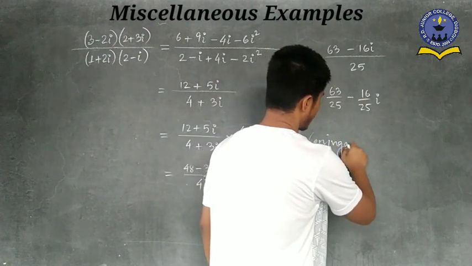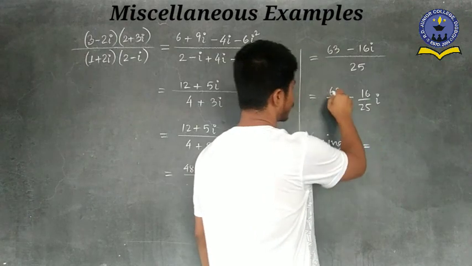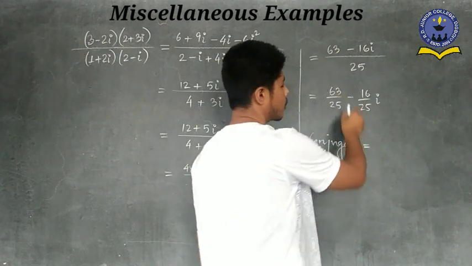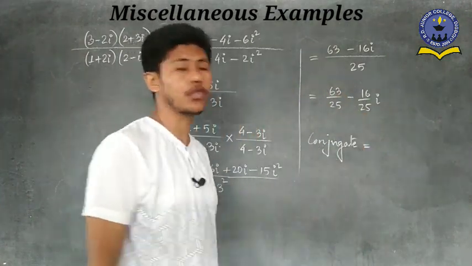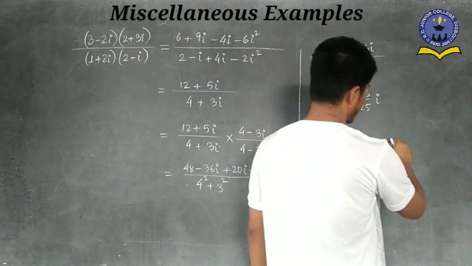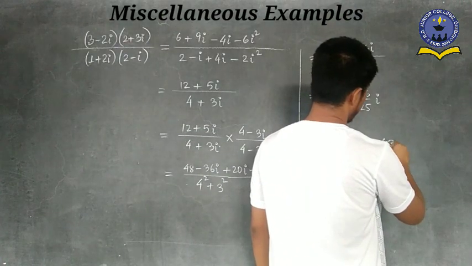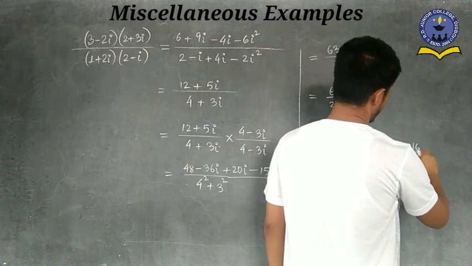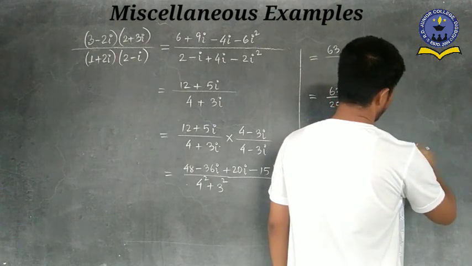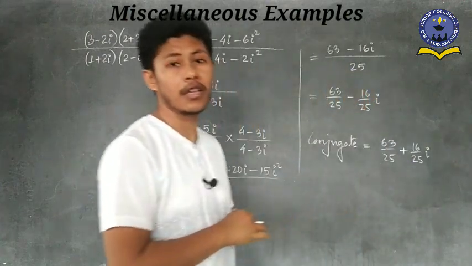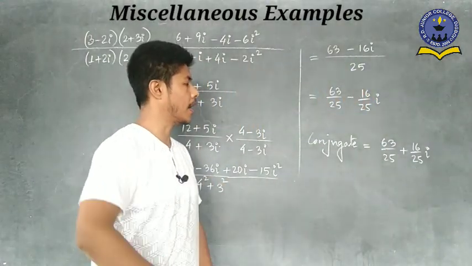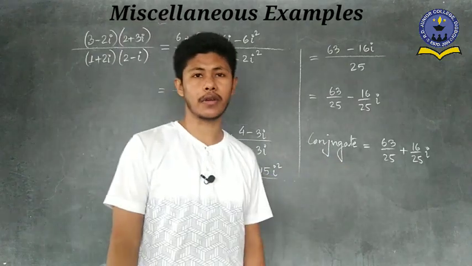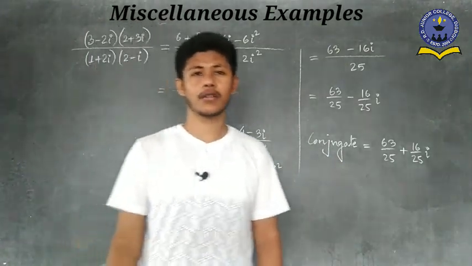Finally you have to write the conjugate. The conjugate of this result is what? Here it is negative, so we write the positive one. So simply write conjugate equals 63 by 25 plus 16 by 25i. Is it clear? In this way we can solve easily, and in this way we can find the conjugate here. I think all of you understood.